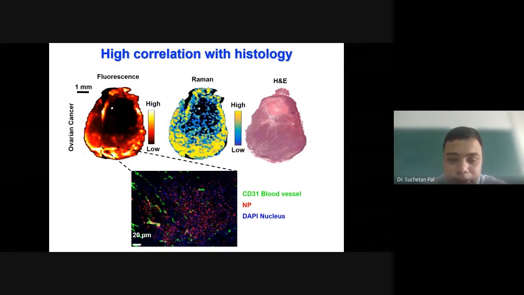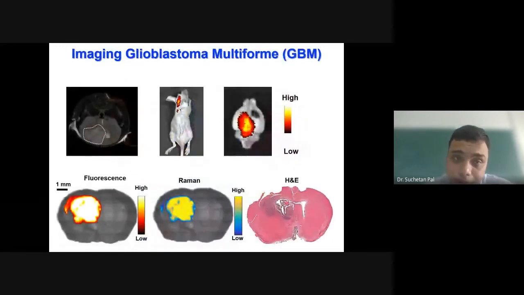And as I told you before, these leaky vasculatures are actually responsible for leaking this nanoparticle inside the tumor tissue. And if you do high resolution fluorescence microscopy, you can see these green spots are actually the blood vessels, and the red spots are actually this nanoparticle. And you can see these nanoparticles are coming out from the blood vessels inside the cancer tissue. Okay, so let me show you just one more example of this kind of imaging.